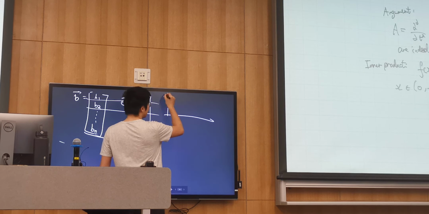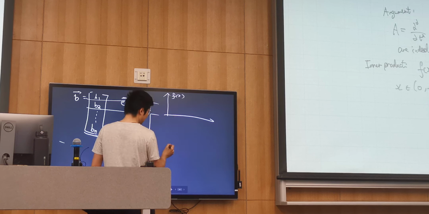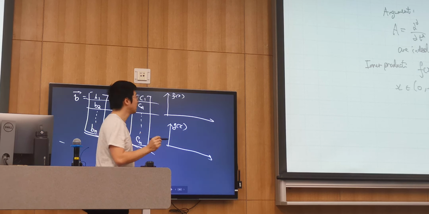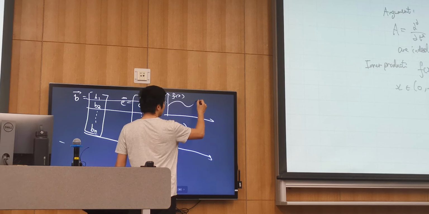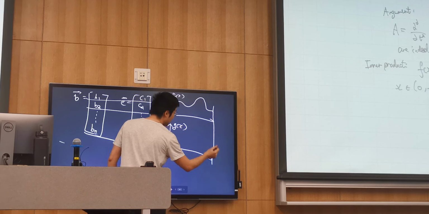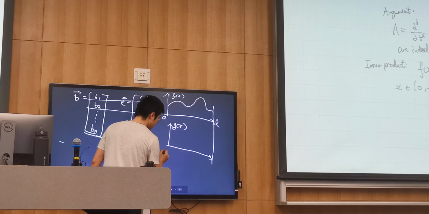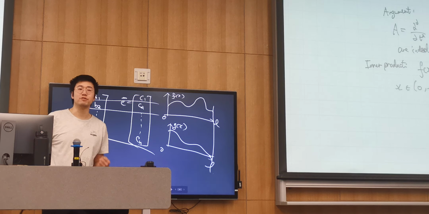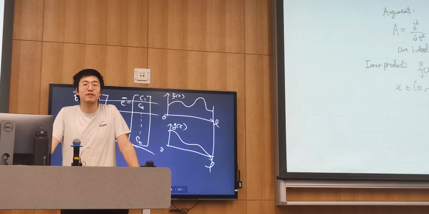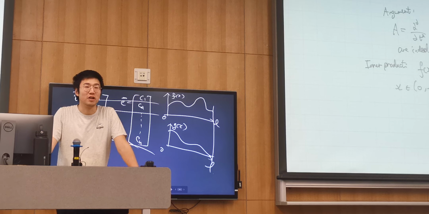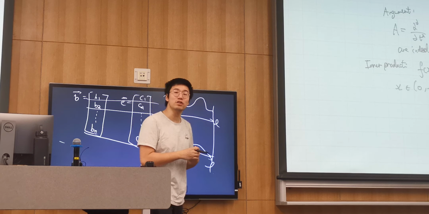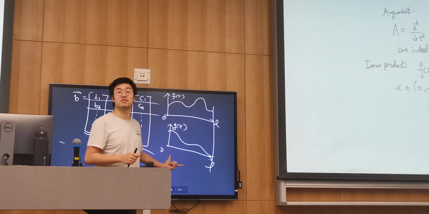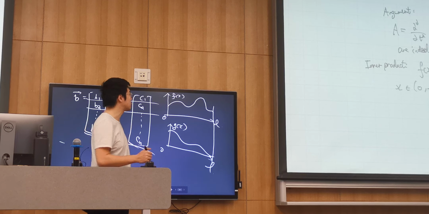Both of these two functions, this is my f(x), this is my g(x). My f(x) is something like this, between 0 and L. Then my g(x) is something like this. How to define the inner product between f(x) and g(x)? An intuitive way goes like the following. Let's again cut each function into pieces.